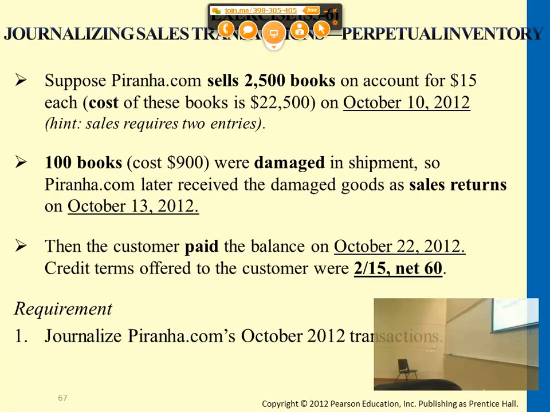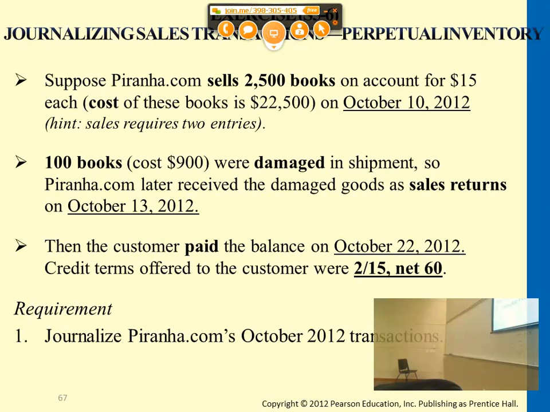You have the first one here. This company sells 2,500 books on account for $15 each. So each book, the retail price is $15. The second bullet point tells you that the customer returns 100 books to you and tells you the cost of the book. These 100 books were damaged, but they returned them to you, meaning that from the seller's viewpoint, you're actually collecting the inventory here.